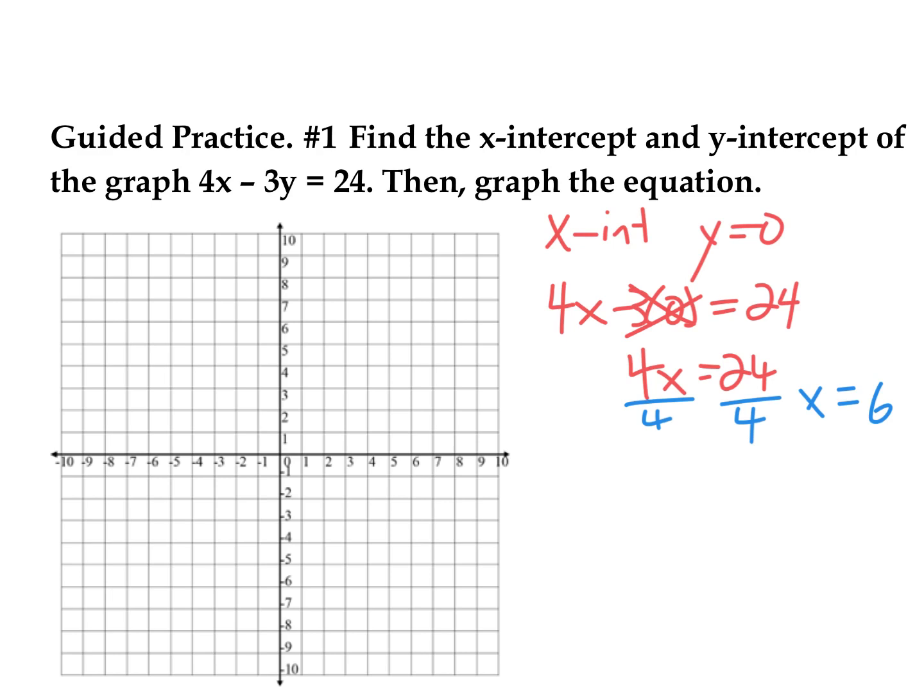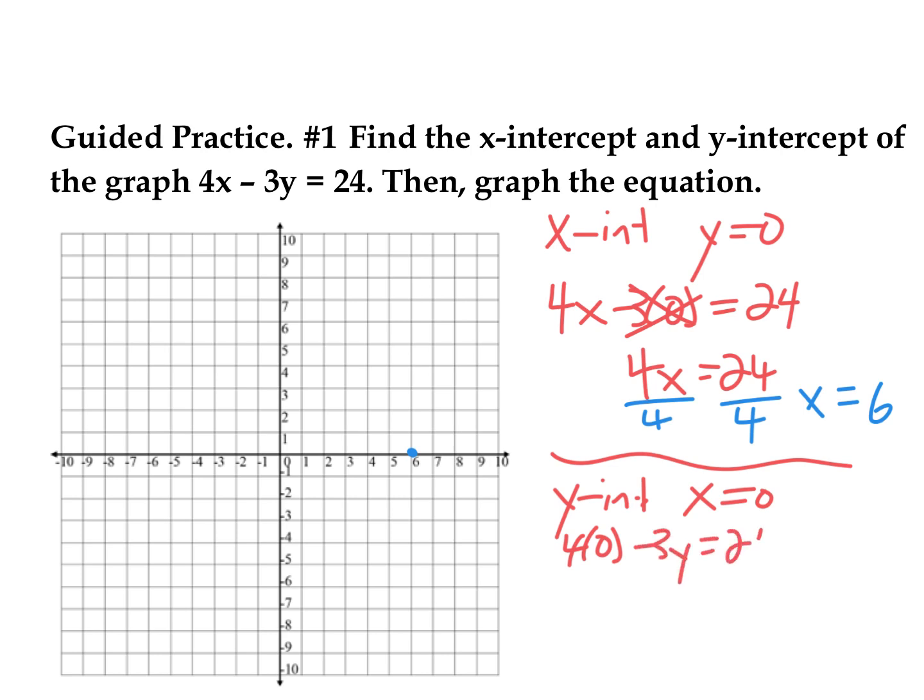X value 6, y value of 0. When my y was 0, my x was 6. Those would be an ordered pair. (6, 0), that'd be the point right there. And then if I want to find the y-intercept, we just found the x-intercept, the y-intercept is going to be when x is equal to 0. So I'm going to have 4 times 0 minus 3y equals 24. That will cancel out. 4 times 0 is just 0, minus 3y, so I'm going to divide by negative 3, and I'll get y equals negative 8.